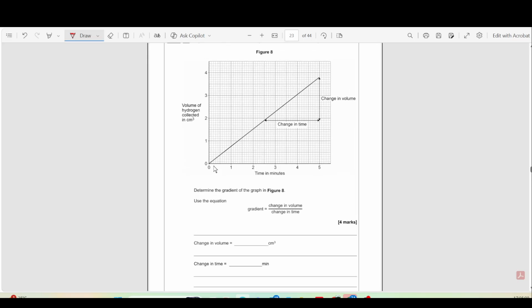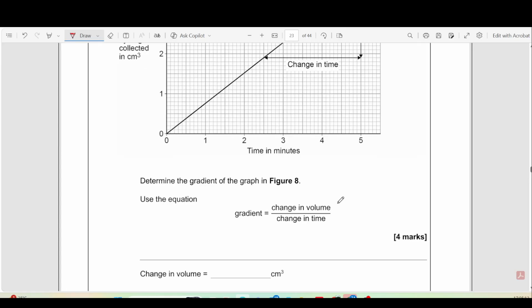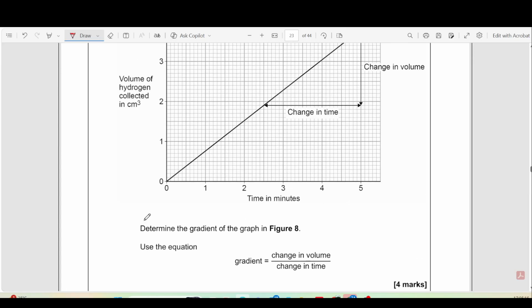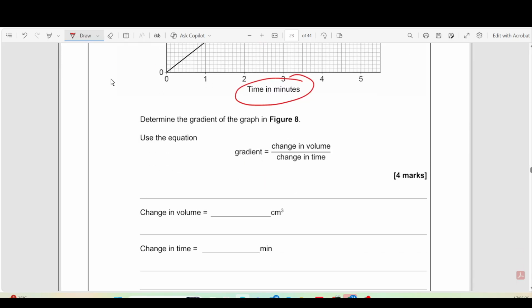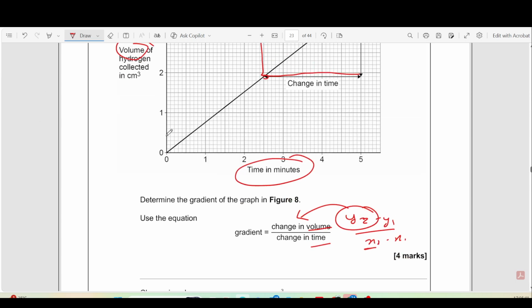Again we have the graph, and we have to calculate the change in volume. The formula for gradient is given. Gradient means slope, which tells us about the steepness of the graph. On the x-axis we have time, so this is change in time if you take these 2 points, and this is change in volume because here we have volume on the y-axis. Gradient means y2 minus y1 over x2 minus x1. Y means the y-axis, where you have volume. X means time, on the x-axis.